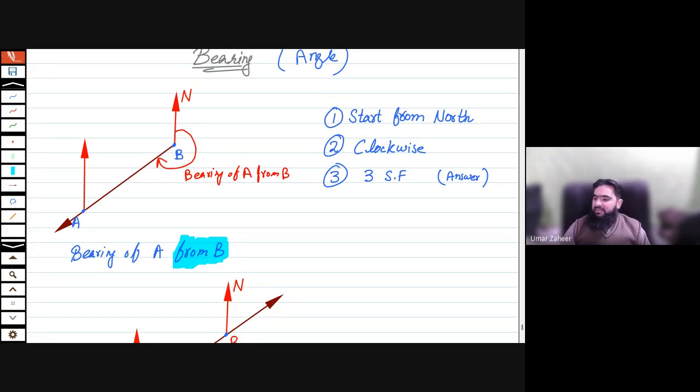In the bearing you have to always start from the north. If it says you have to find the bearing of A from B, you have to stand on B, take the position towards the north, and measure the angle clockwise until you get the position. Yes, everyone. Any question up to here? No, sir. Okay, this is all about bearing. There is nothing else to it.